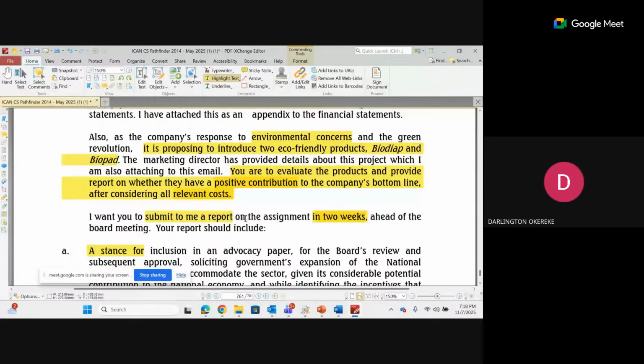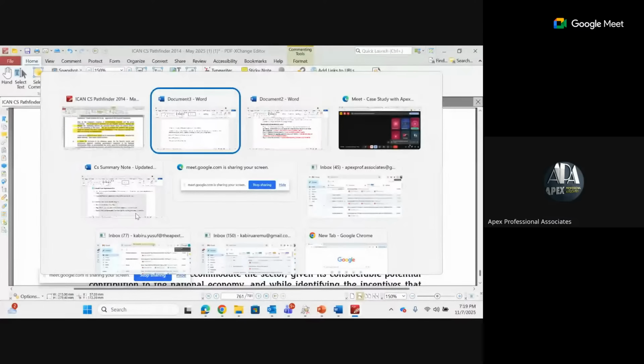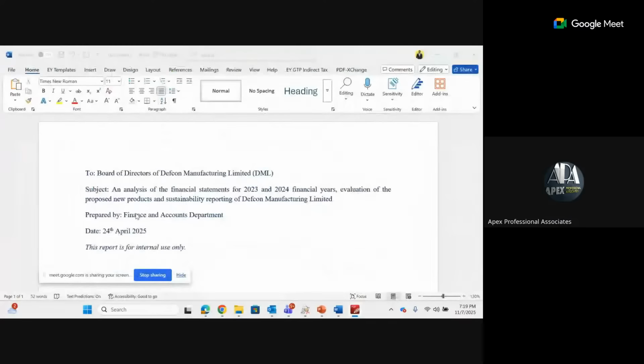To the board, actually. To the board directly. So even if it goes to your finance director, you still submit it to the board. Do you understand? But perhaps, because this one says submit reports to me, you can say to the finance director and put your name from.